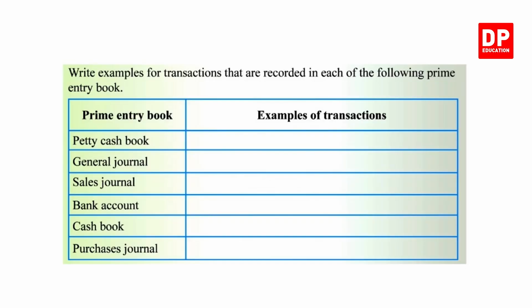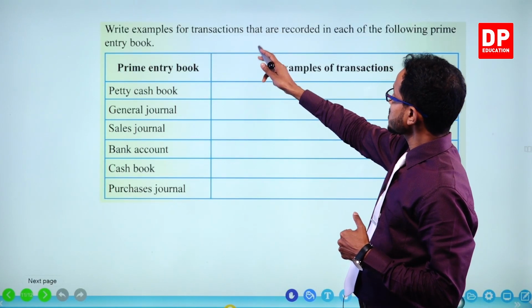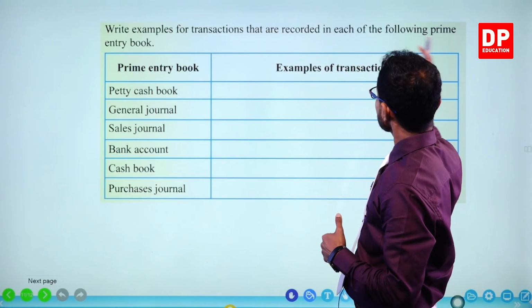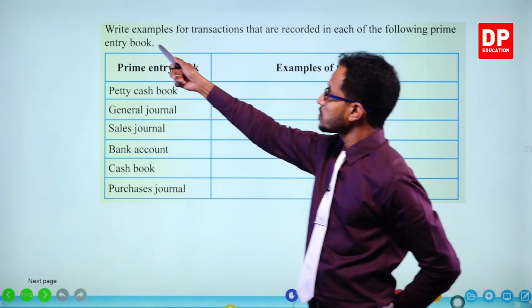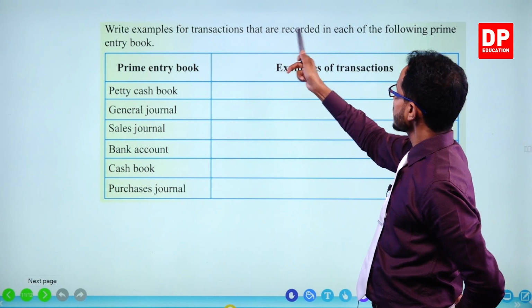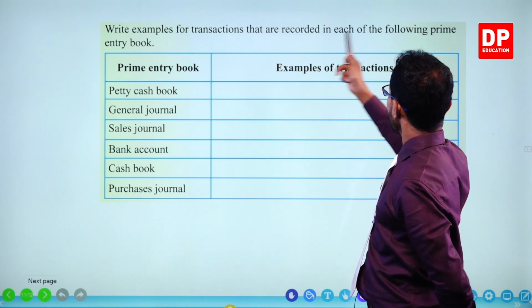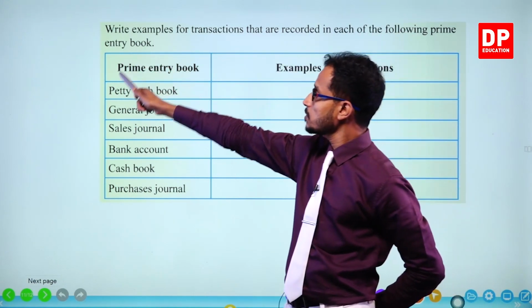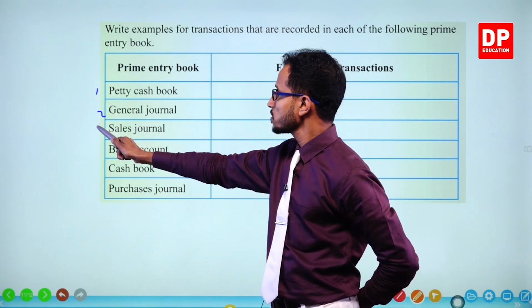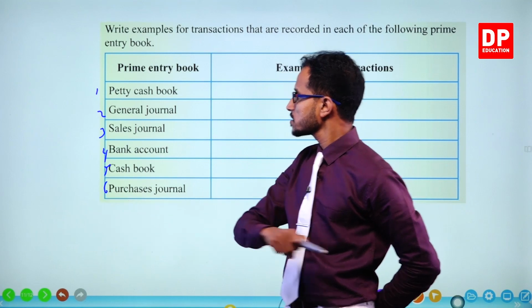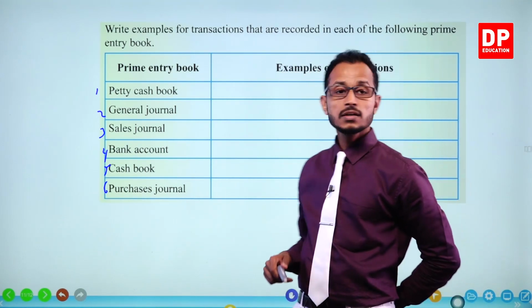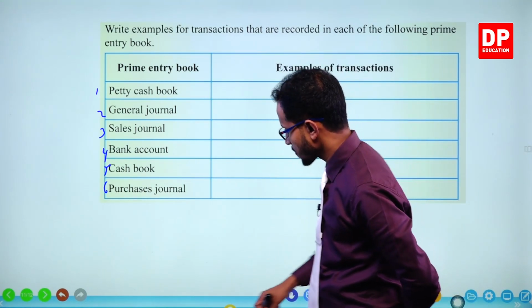Shall we move on? Write examples for transactions that are recorded in each of the following prime entry books. We have 1, 2, 3, 4, 5, 6. All the prime books.